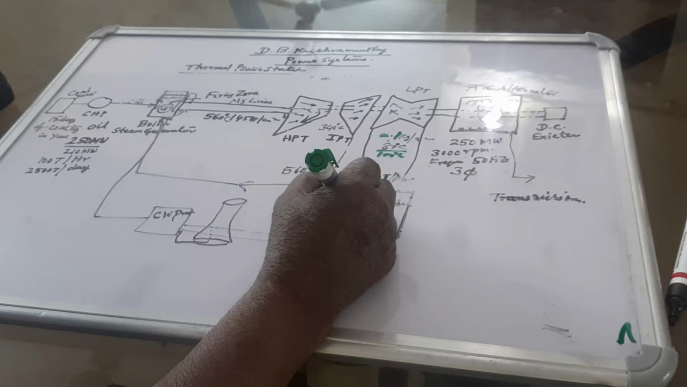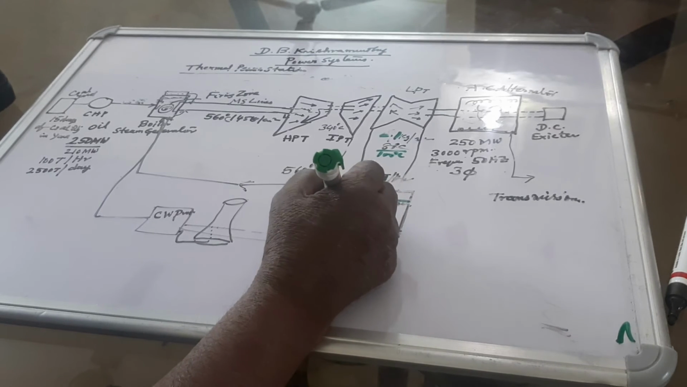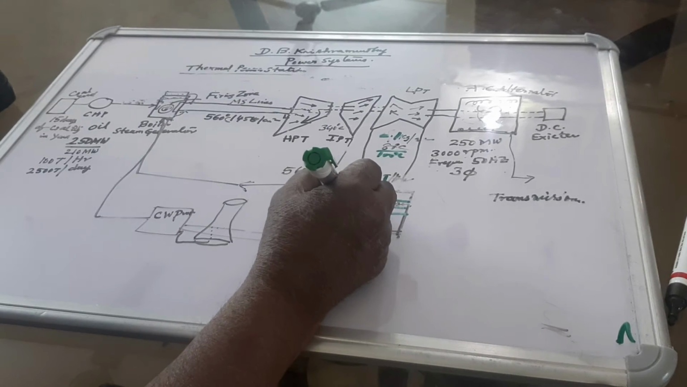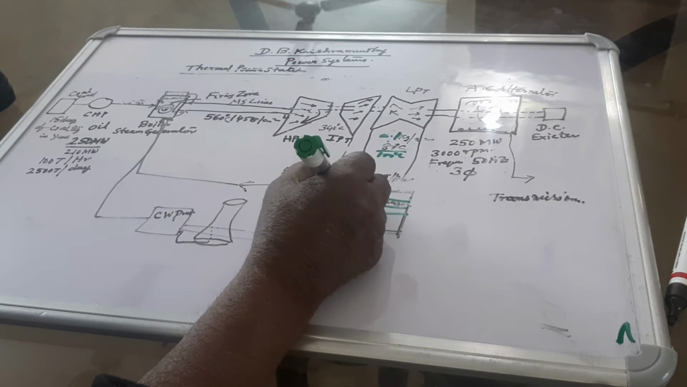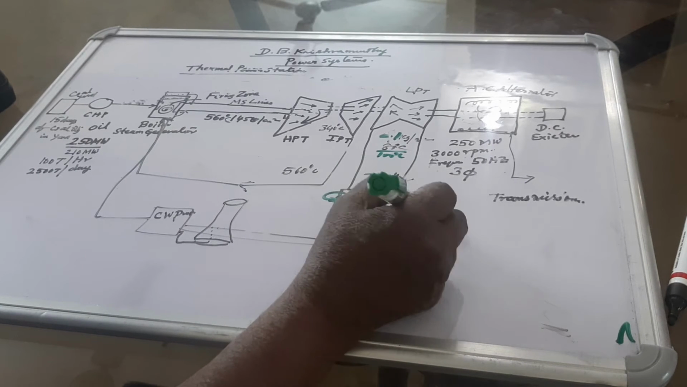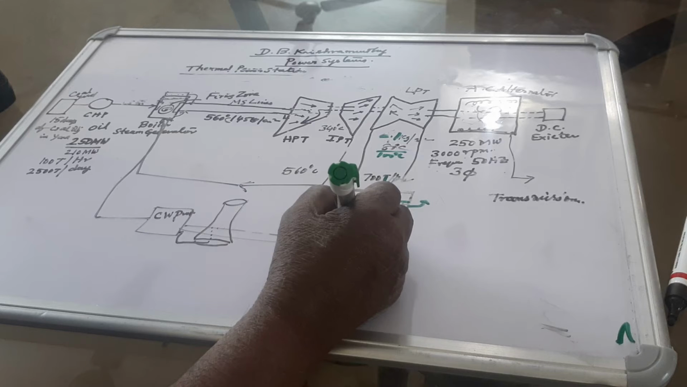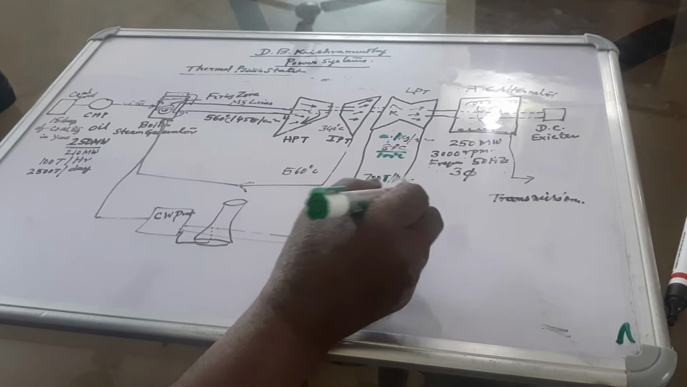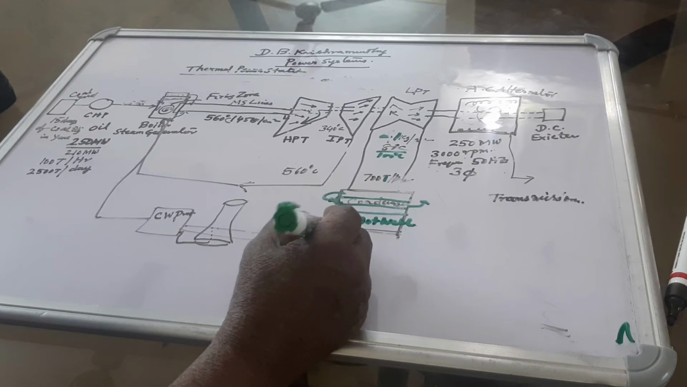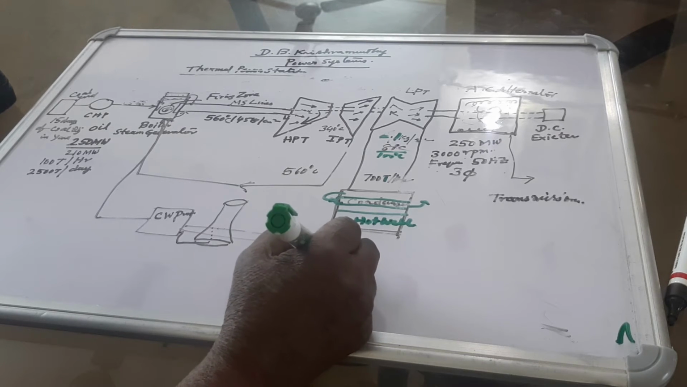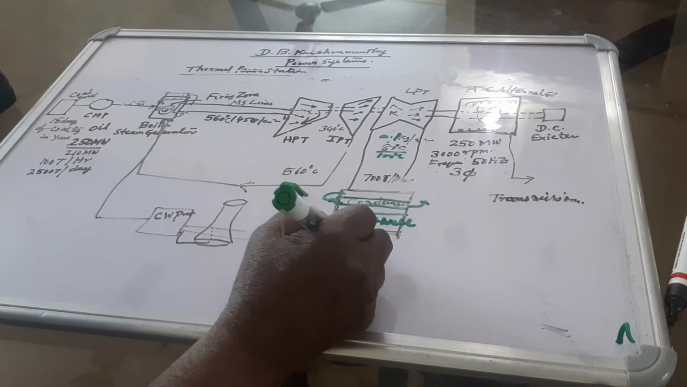In the condenser you will find the tubes, various tubes. So this steam will enter like this and leave like this. This steam is collected into the hot well. What is this? Hot well, and this can be pumped through the CEP, condensate extraction pumps.